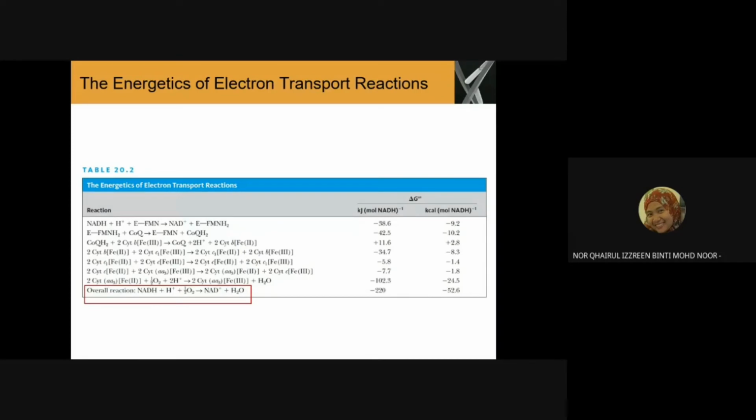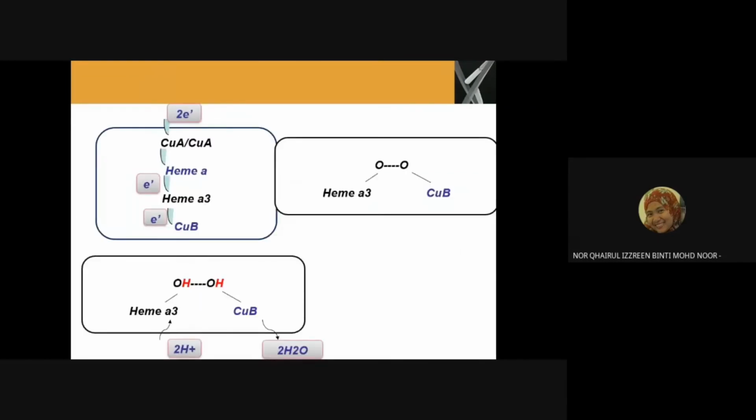So the overall reaction: we finish all those electron transport, complex 1, 2, 3, 4. This is basically the overall reaction from complex 1 to complex 4. NADH plus H+, plus half oxygen, producing NAD plus H2O. If we use one oxygen molecule, then we will form two water molecules. Remember, if we use one oxygen molecule, you can have this type of peroxide bridge, and then you can form two molecules of water.